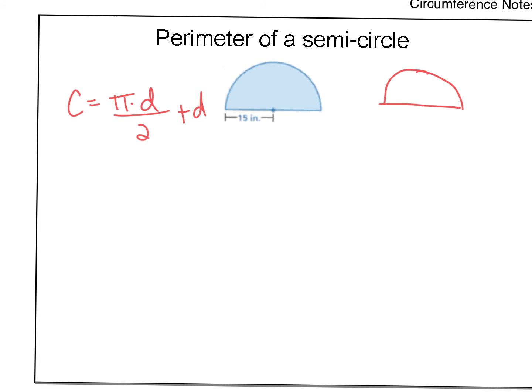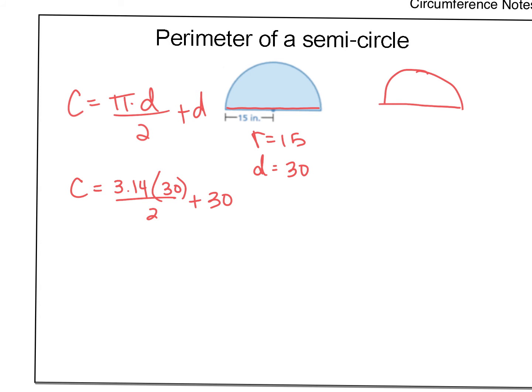Now in my equation, I need a diameter, but right now I have a radius. My radius is 15. So if I just multiply that by 2, I would get a diameter of 30 inches, right? The diameter is the whole way across. And this 15 is just for the radius. All right, so I've got C equals 3.14, and I'm just filling in my numbers for my variables. My diameter is 30. I'll divide all of that by 2, and then I'll add on my diameter of 30.